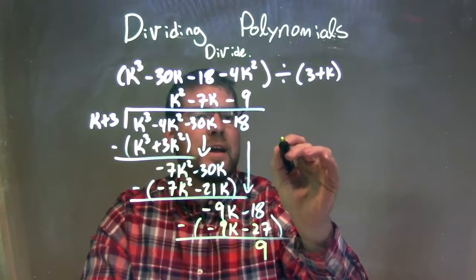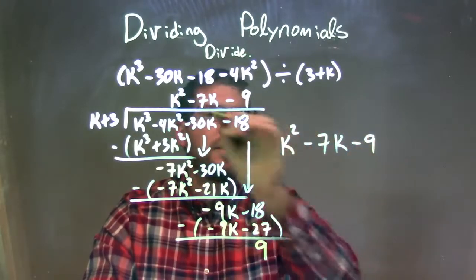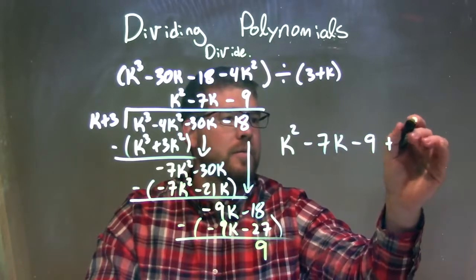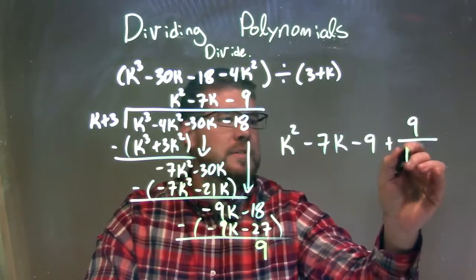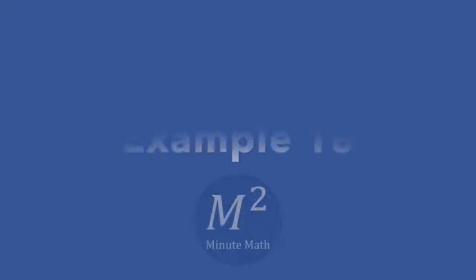So my final answer is k squared minus 7k minus 9, that's written up there, plus my remainder, this 9, over my divisor, which is k plus 3. And that is my final answer.